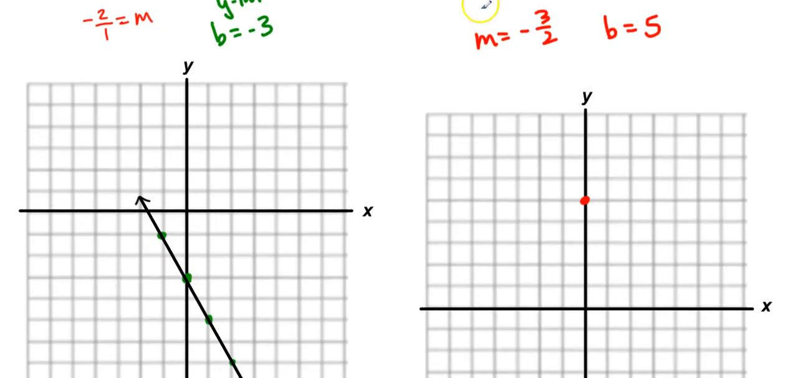So again, apply the negative to one and only one of the 3 or the 2. So I usually take it to the top. I'm just kind of in the habit. So I'm going to go down 3 from my point. 1, 2, 3. And then right 2. 1, 2. There's a point right there. Down 3 more. Right 2. And that's enough to get my line.